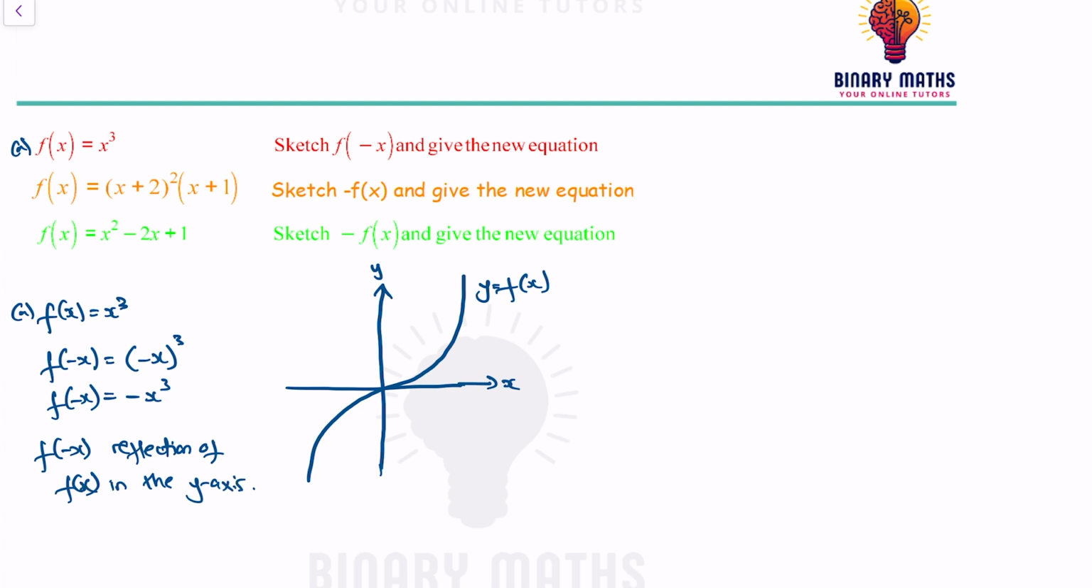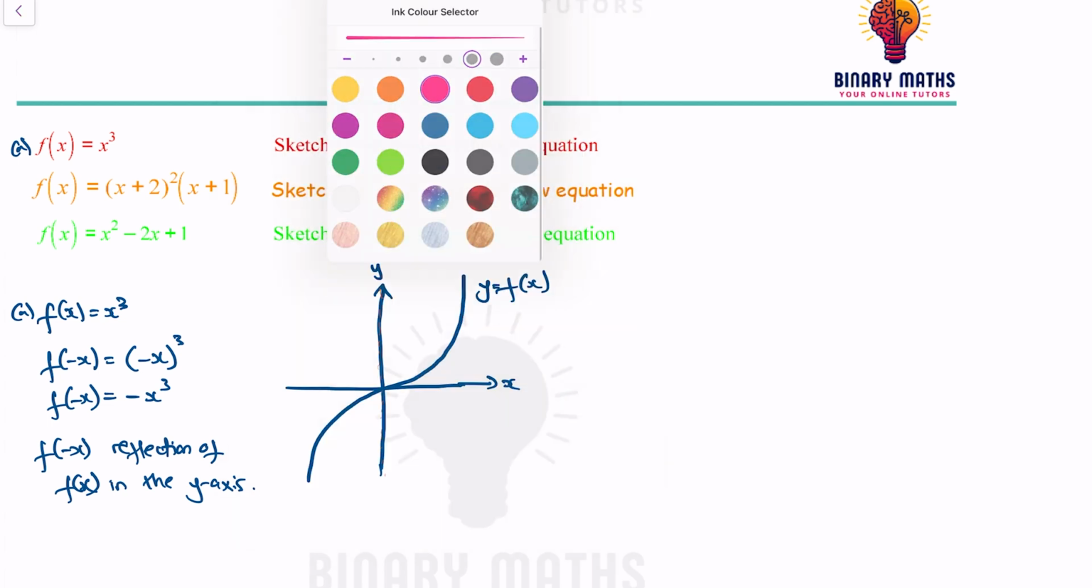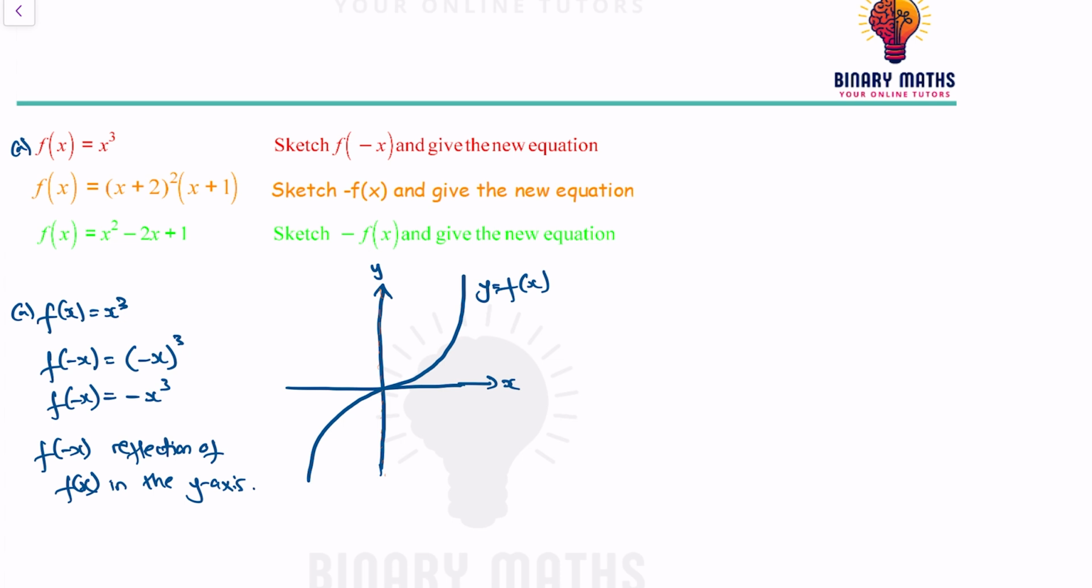So if I were to draw a line here, I'm just reflecting it along this line, so I end up getting a reflection. So now it starts from quadrant 2 and ends up in 4. So this is y is equal to f of negative x. Okay, let's do the next one.